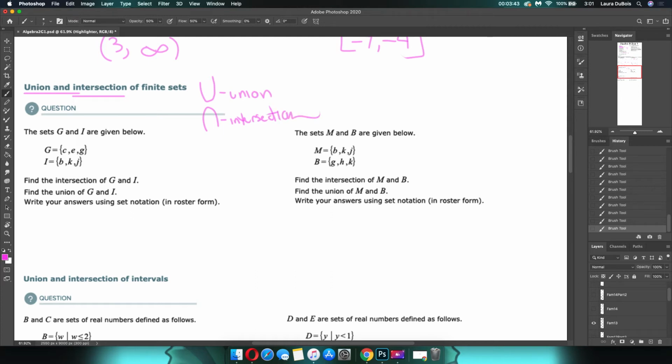So if we're looking for G union I, what union means is you're going to list everything. Everything and their brother, okay? So looking at that, what do we have? We have B, C, E, G, K, and J. That is everything in the sequence. What about G intersect I? How do we do that? Well, intersection is what they have in common.